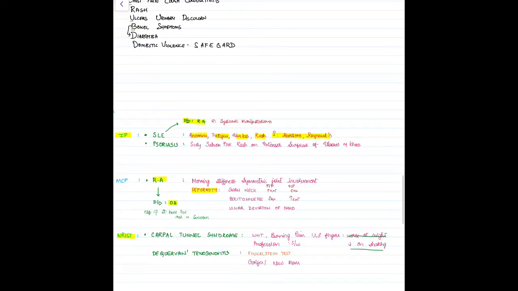And then there can be de Quervain's synovitis. For de Quervain's synovitis, the test we should do is the Finkelstein test. Look out for the profession. He can be a golfer or a new mom.